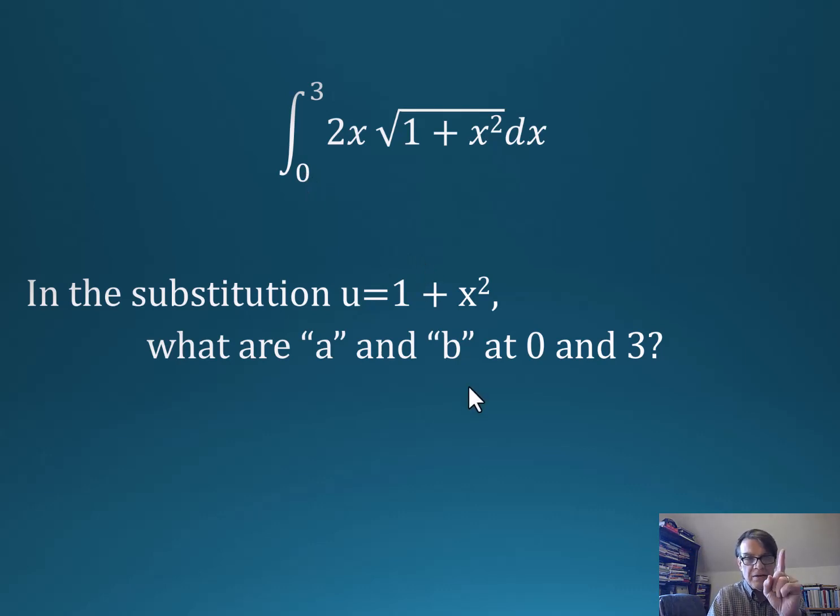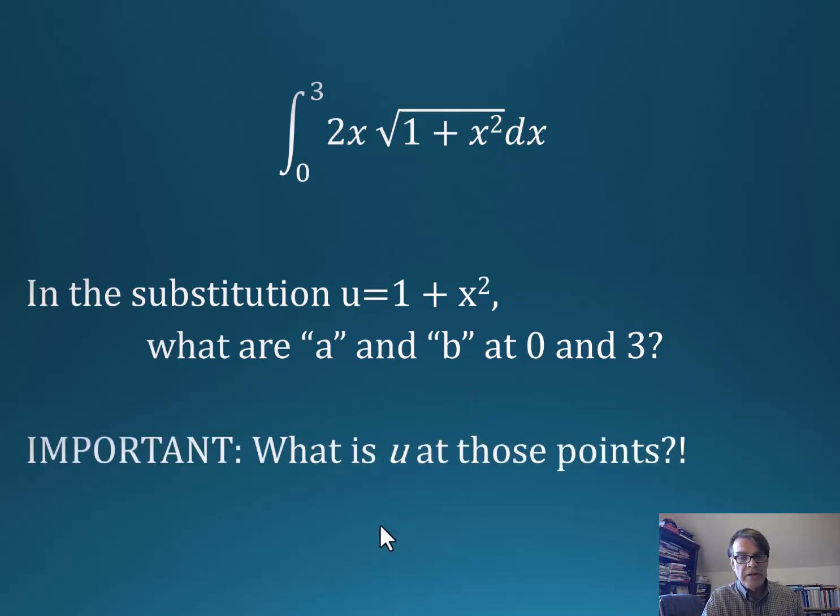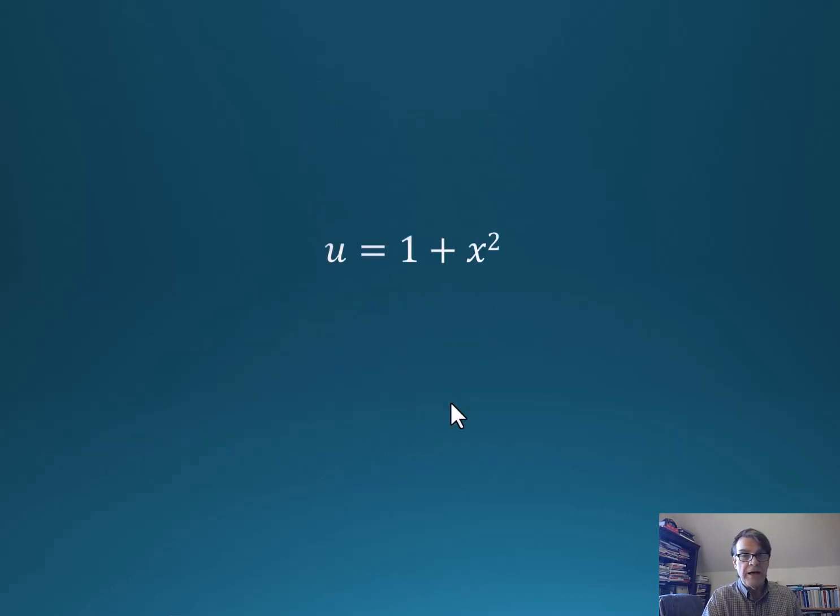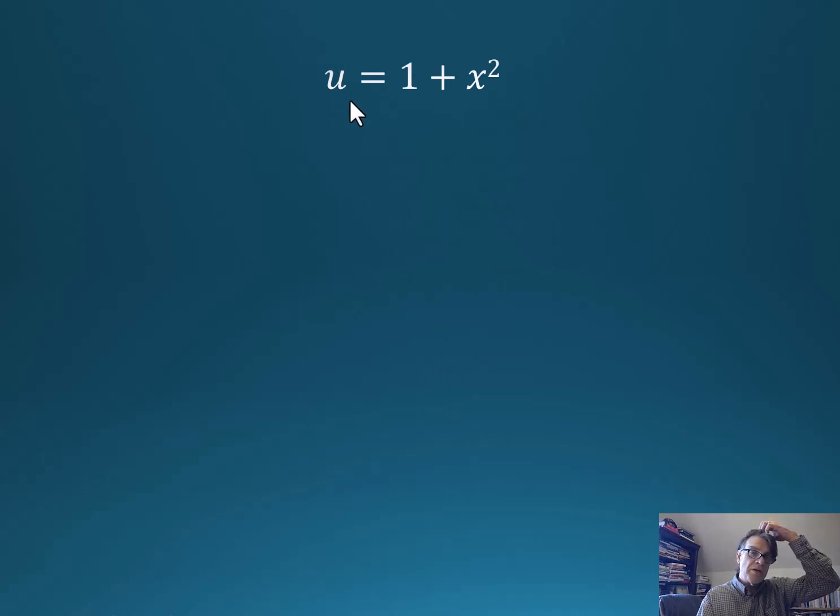Here's the key. And now for the big concept in this video. What's important is we're asking what is u at these points. And it turns out not to be very hard at all to do that, because we said that u was 1 plus x squared, right? So what is u at 0 and what is u at 3?